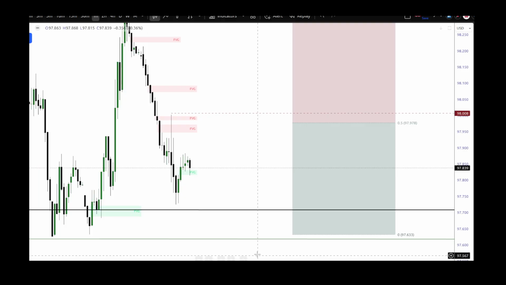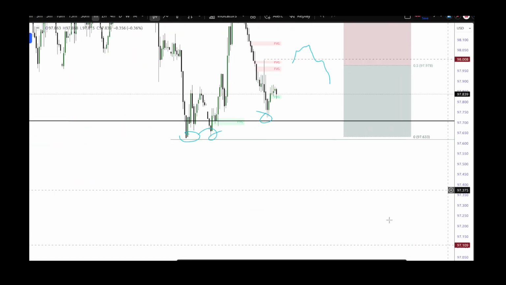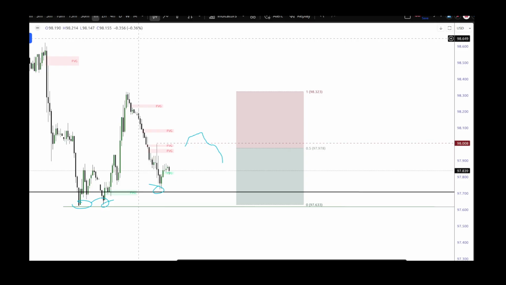right? Something like this would be nice, right? Wait a second, and then come back and eventually take these lows. Would be very nice. So that's what I would be anticipating on the DXY.